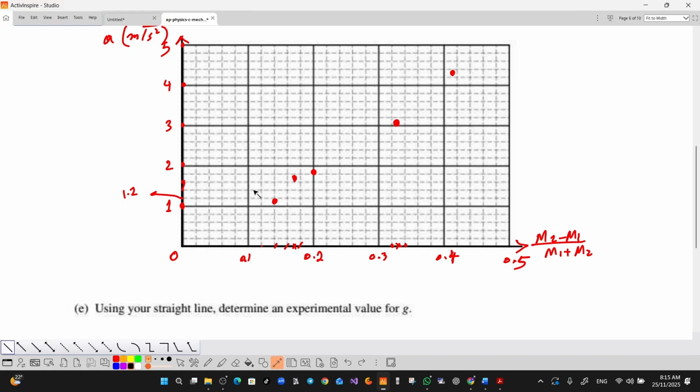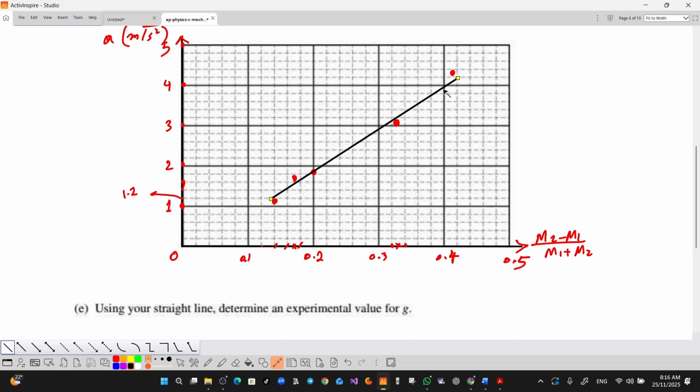Now let's draw the best fit line. For the best fit line, we will draw a straight line that passes through most of the points, or at least at equal distance from the points. So we may draw it in this way. Okay, let me correct the location of this here. It seems like my points are at equal distance and my line is passing through the points.